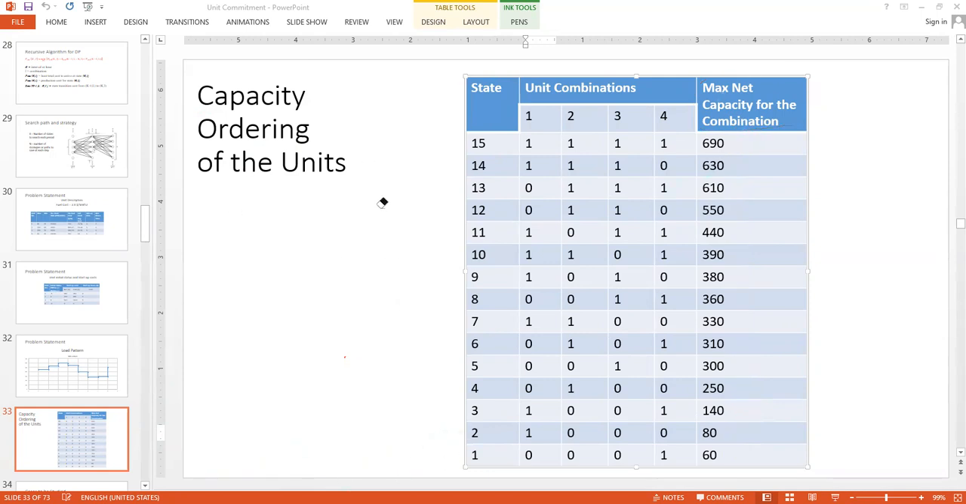So we start with the binary ordering without providing the state numbers. Then we rearrange the binary ordering. That is, the unit combinations are rearranged such that the maximum net capacity is increasing only from bottom to the top. And then we assign the state number. So assigning the state is the last stage here for the capacity ordering table.